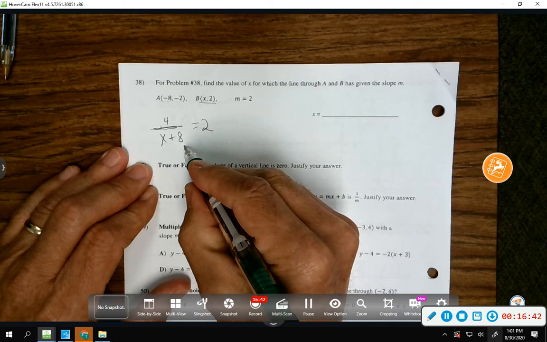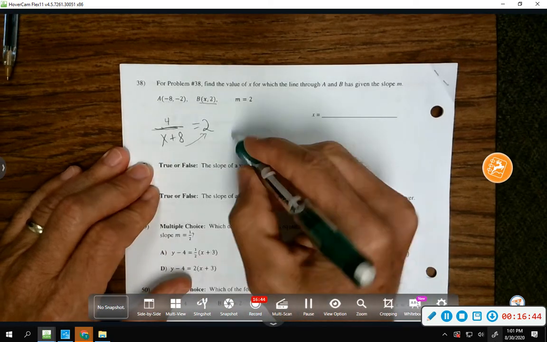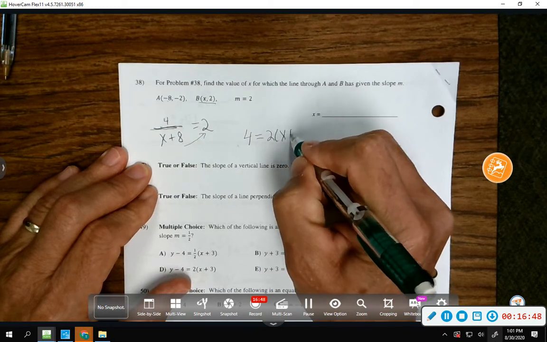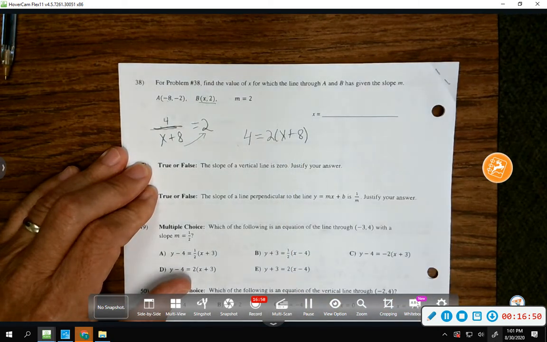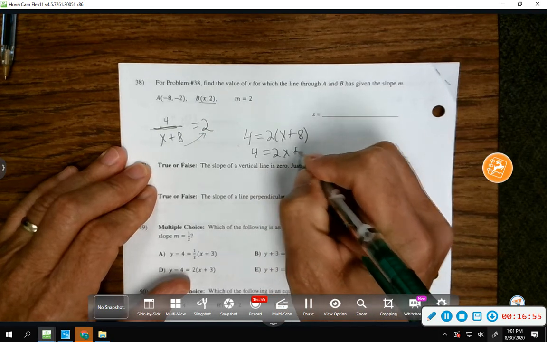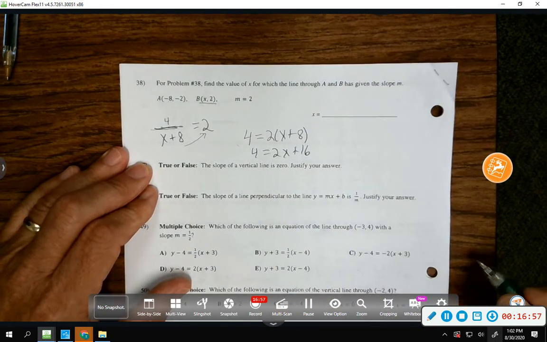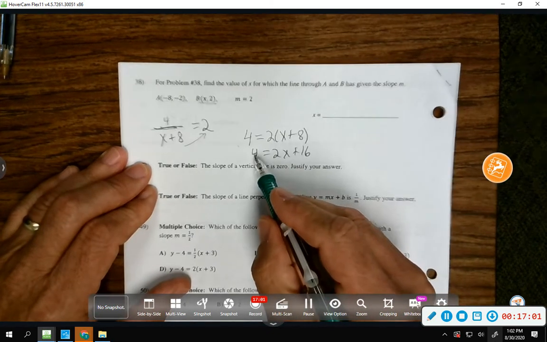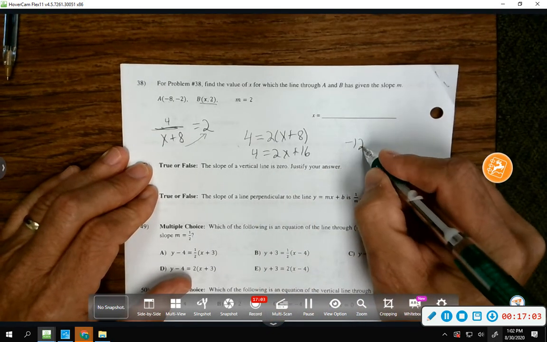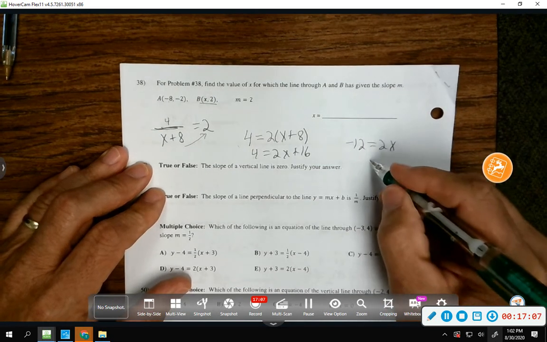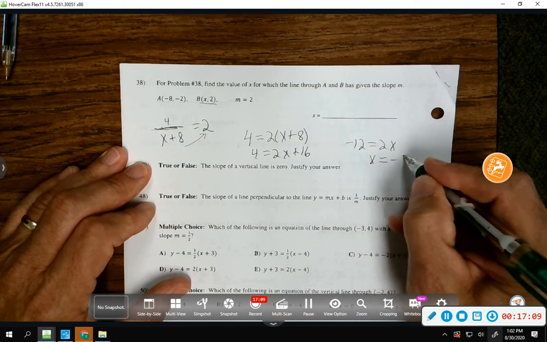I'll multiply both sides of this equation by x plus 8. I will distribute: 2x plus 16. I will subtract the 16 from both sides of the equation. 4 minus 16 is negative 12. And then divide both sides by 2 to get that x equals negative 6.